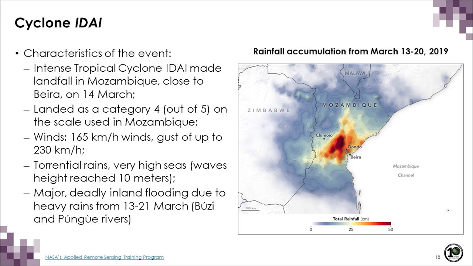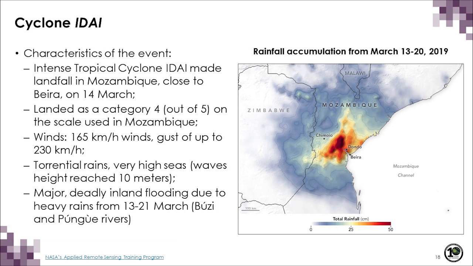We will now show how these data sets are applicable to the case of Cyclone Idai. First, we look at the characteristics of the event. Idai made landfall in Mozambique, close to the city of Beira, as an intense tropical cyclone on 14th of March. It landed as a Category 4 out of 5 on the scale used in Mozambique. Winds reached 155 kilometers or 102 miles per hour, with gusts of up to 230 kilometers or 143 miles per hour.